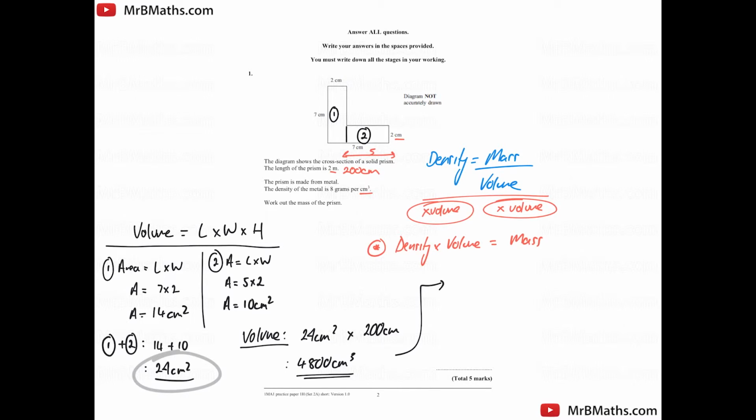So we've got our density, which is 8 times by our volume, which is 4,800, and that will give us our mass. 8 times 4,800 gives us 38,400 for our mass. And if we're looking at the units, what would it be in? Well, we've got centimeter cubed here, and this is grams per centimeter cubed. So this would be 38,400 grams.